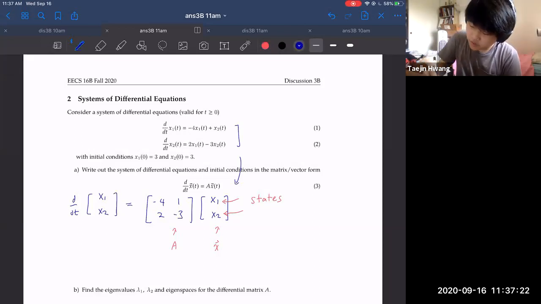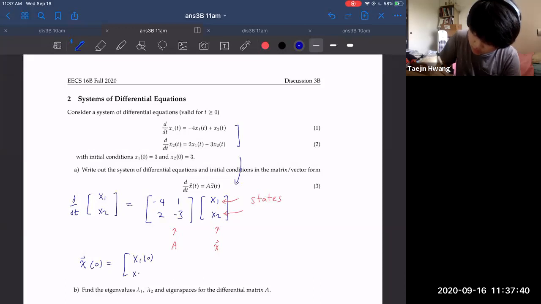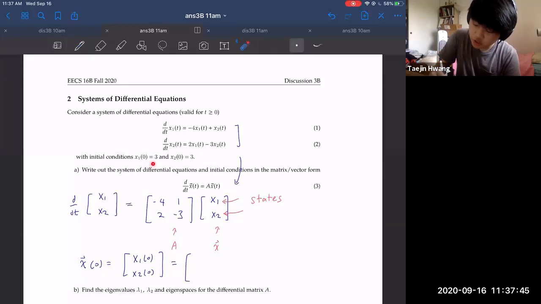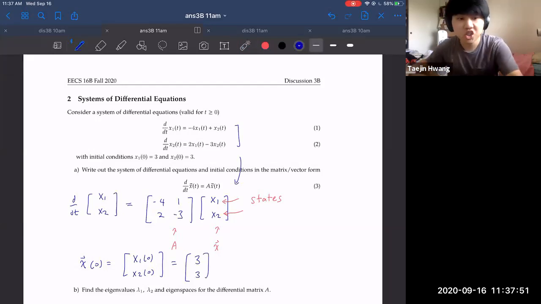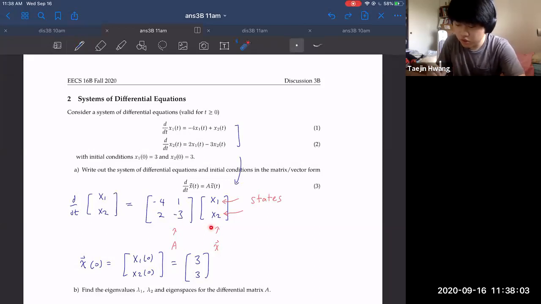And lastly, we want to find the initial conditions. If our state is a vector x, the initial condition x of 0 is just going to be equal to x1 of 0 and x2 of 0. We're given in this problem that the initial conditions are 3 and 3. So these will be our initial conditions. Okay, any questions about this part? Just the overall setup of dx/dt is equal to Ax with the initial condition.